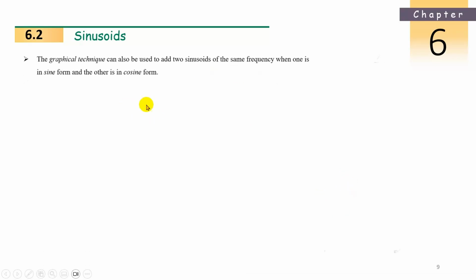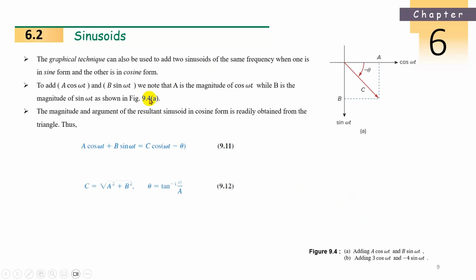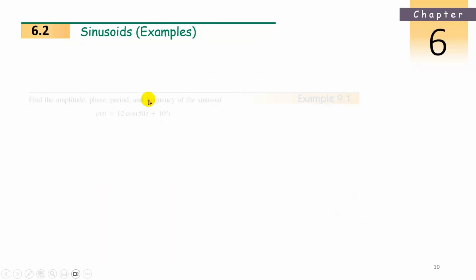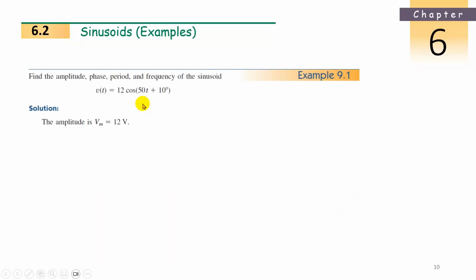Okay, the graph. I think we already finished this. Yeah, find the amplitude, phase, period, and frequency of the sinusoid. So v of t is equal to 12 cos 50t plus 10 degrees. This 10 degrees is nothing but the angle by which it is lagging or leading. Plus 10 degrees means it is leading, and minus means it is lagging. So we need amplitude, phase, period, and frequency.